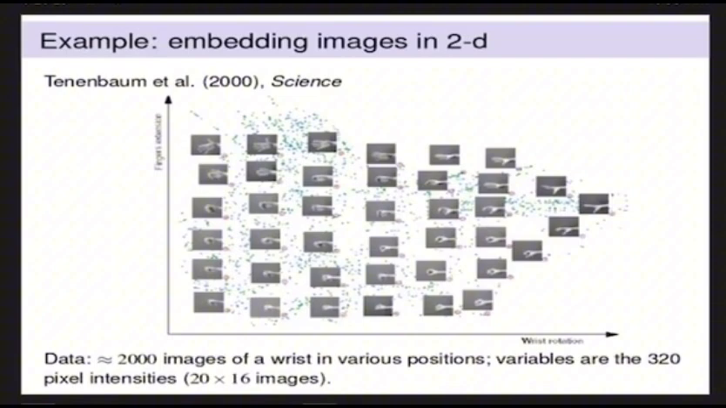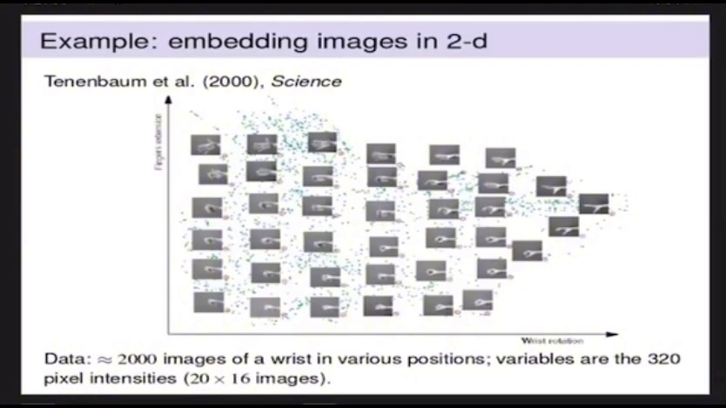If I have 2,000 images, and each of these images has a pixel intensity of 20 by 16, so 20 by 16 will be 320. That's a lot of dimensions, right? And in this image, we have what we call a finger extension and wrist rotation that makes it a kind of curve. Does that make sense?